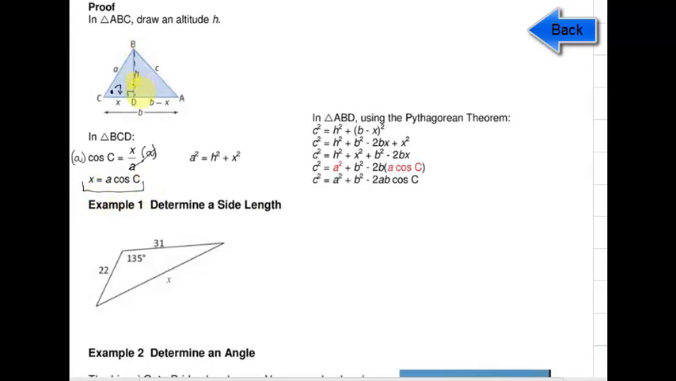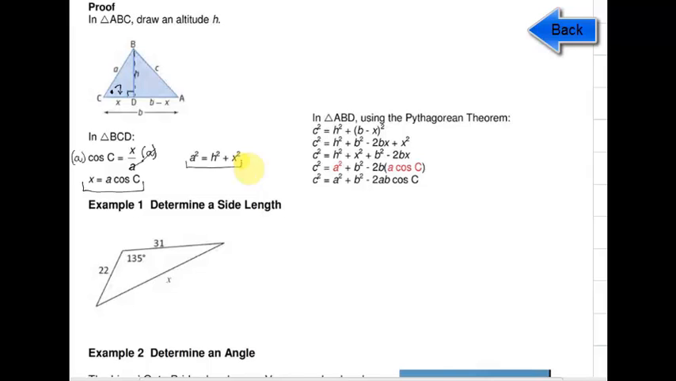And then using the Pythagorean theorem for triangle BCD, I can say that the hypotenuse squared, so A squared, is equal to h squared plus x squared. Okay, so we're going to use this later.